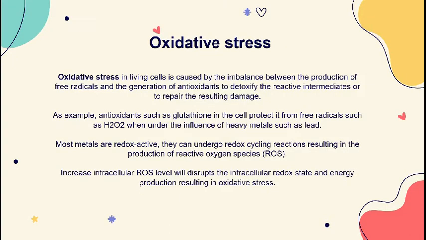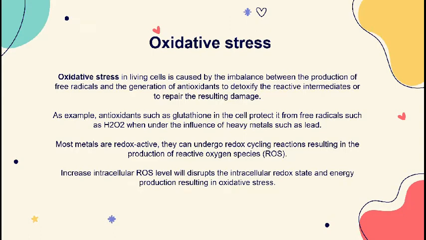So free radical atoms produced by heavy metals will be detoxified by antioxidants as a repair mechanism. For example, antioxidants such as glutathione in the cell will protect the cell from free radicals such as hydrogen peroxide, or H2O2, when under the influence of heavy metals such as lead.